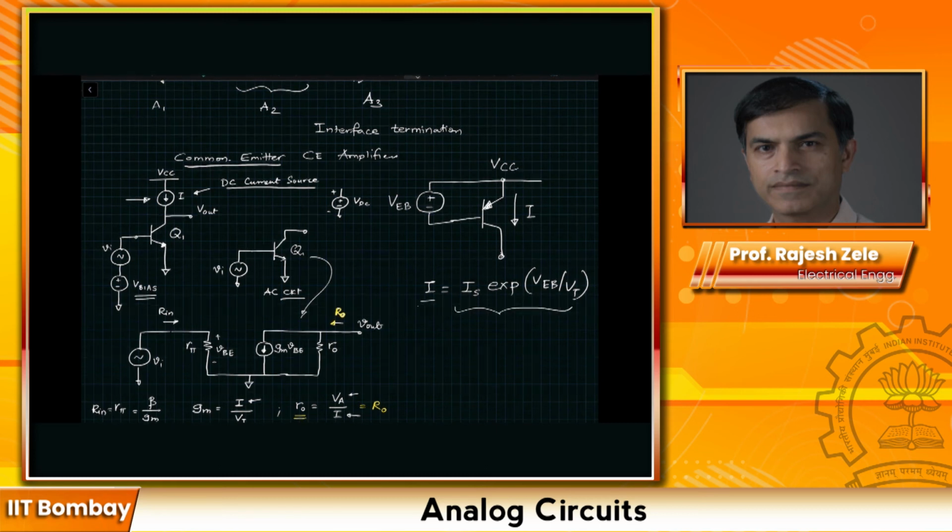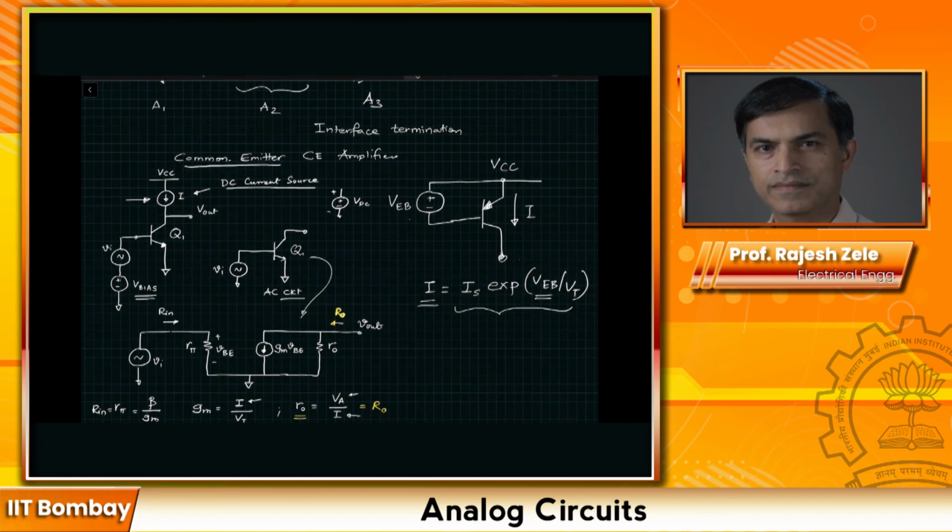So this current is independent of the terminal voltage as long as the transistor is operating in the active region. And the current value is decided by VEB only.